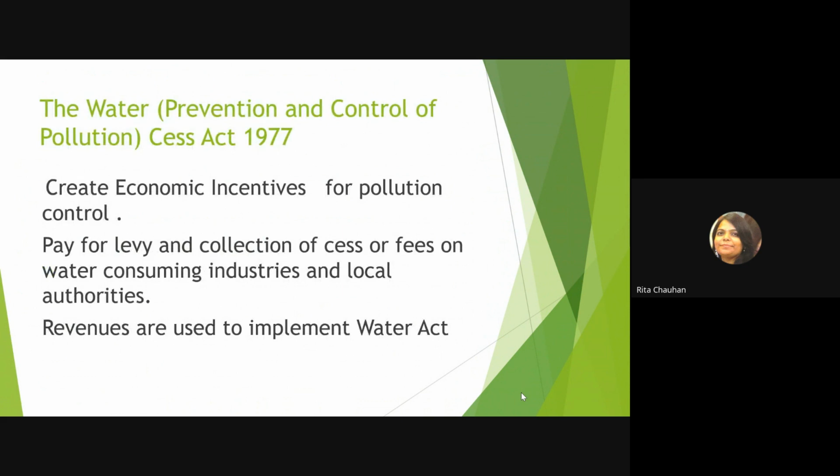Then we have another act, the Water Prevention and Control of Pollution Cess Act, which was enacted in 1977. This creates revenue to provide an economic incentive for pollution control. For example, there are many industries and factories which use a lot of water or produce a lot of water pollution. So a levy or cess is put on those industries and local authorities so that we can generate revenue, and that revenue can be used to control water pollution.